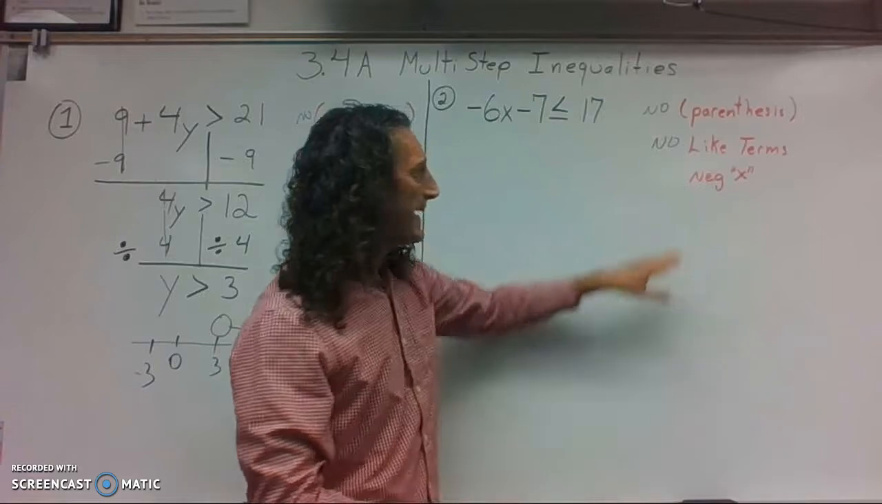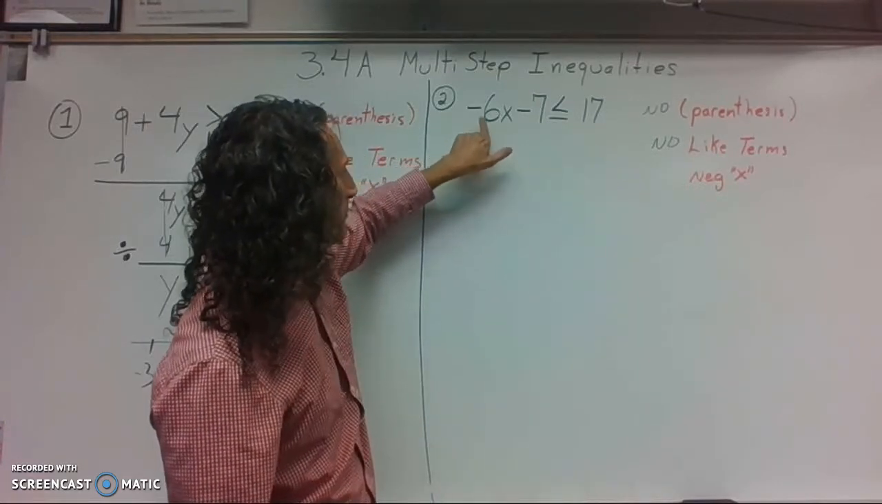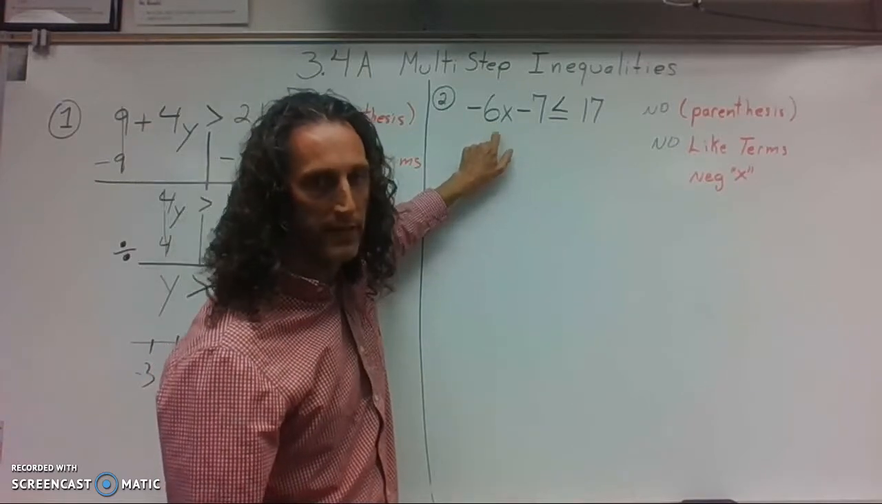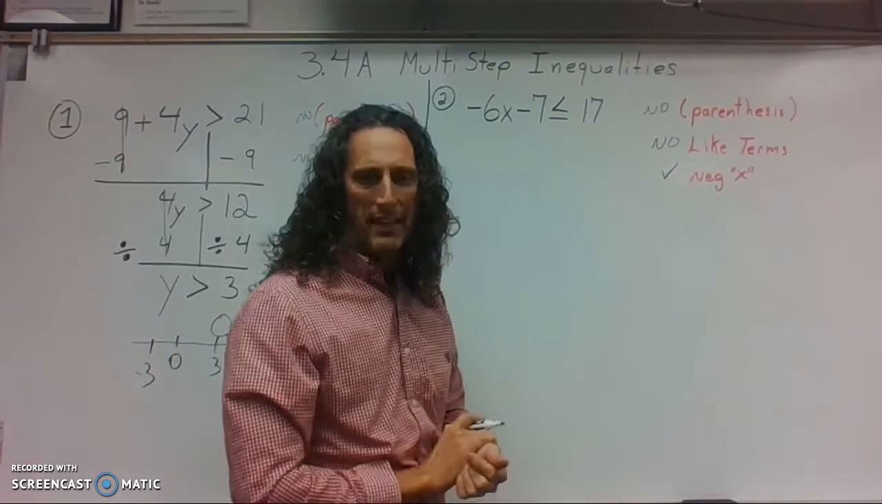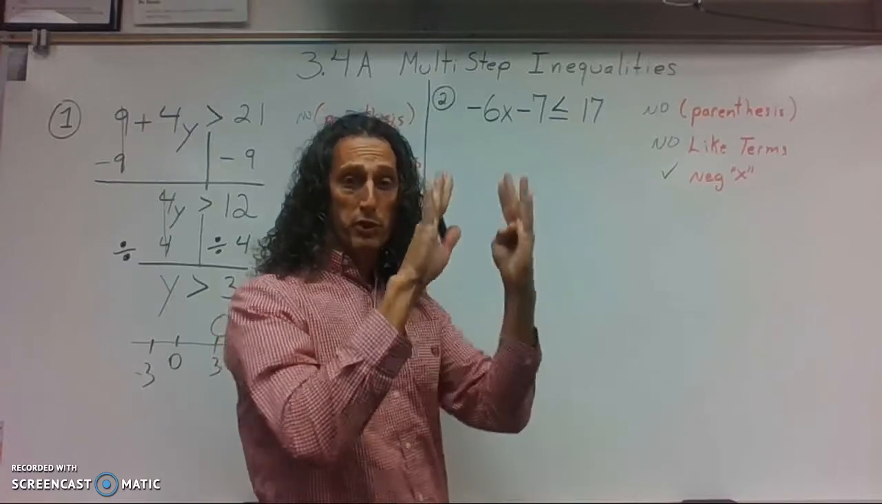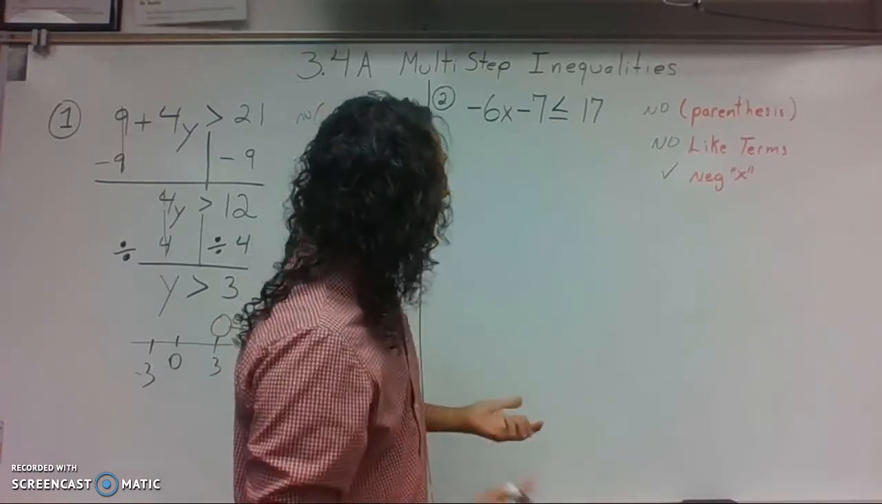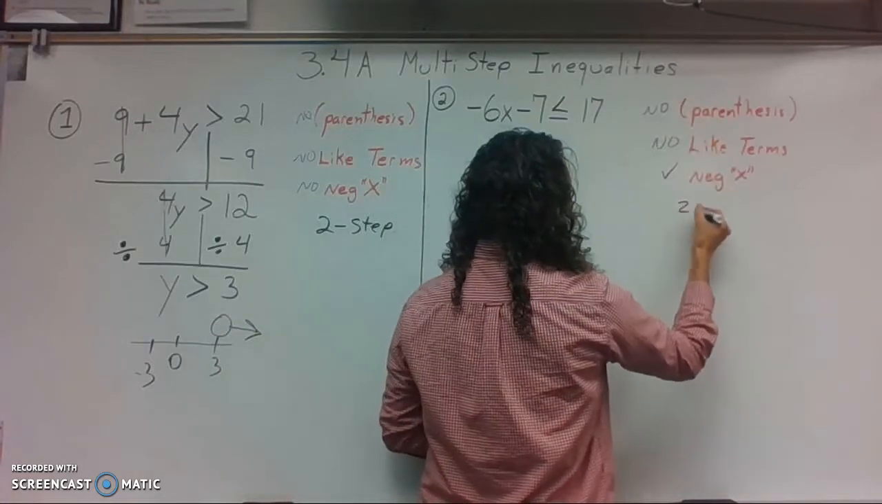Do I have a negative x? Well, I look at this, and it says negative 6x, which is a negative 6 times x. That's kind of a warning sign. So that means I do have a negative x. So that's going to mean I'm going to have to switch my inequality sign towards the end. But again, this just ends up being a two-step equation since I don't have any of these going on.